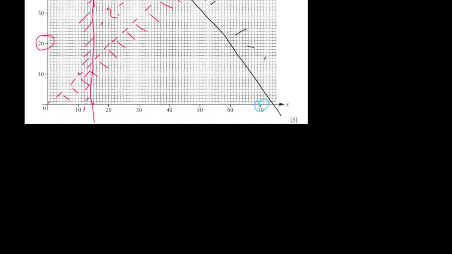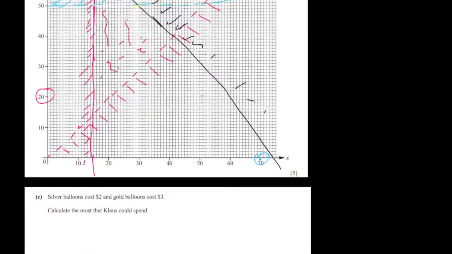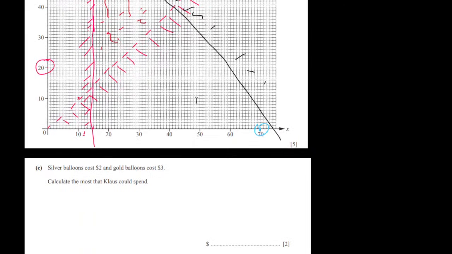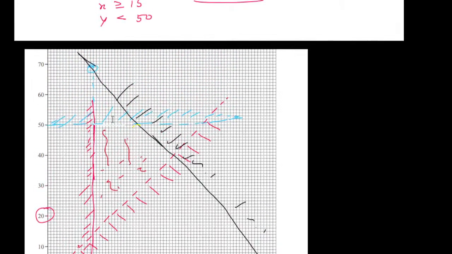Now there is one more question. The question is, a silver balloon costs $2 and a gold balloon costs $3. Calculate the most that Callis could spend. So this is your required area.